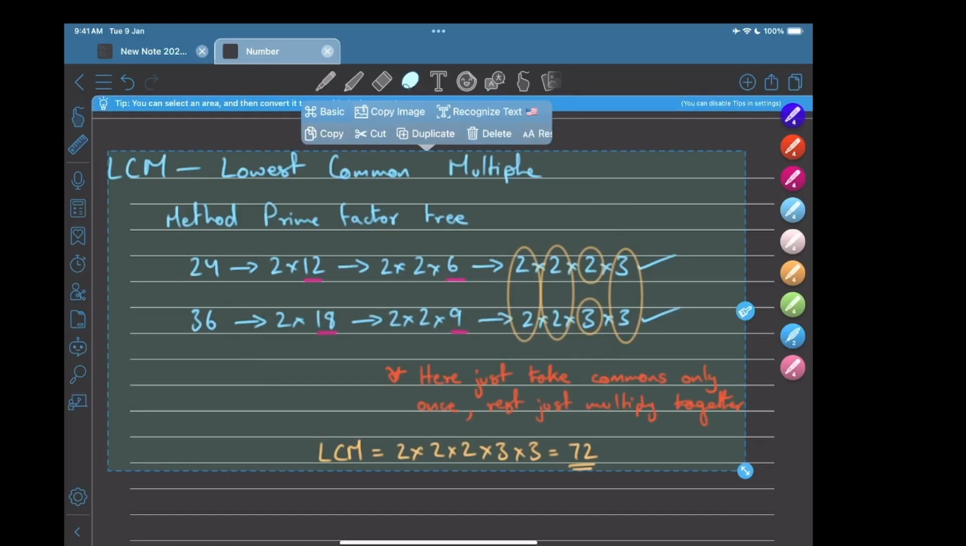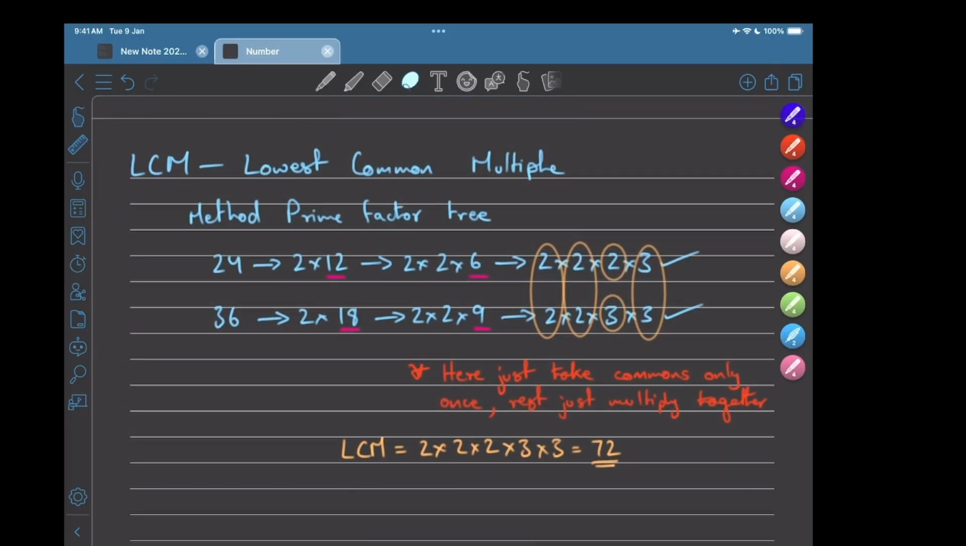LCM is quite interesting. Again, we follow the same process here, the prime factor tree. But here is the catch. When we do LCM and we are following the prime factor tree method, we multiply all the factors that we get. But the second thing is we only take the common ones once and the rest we multiply together. So when I say that, what do I mean?